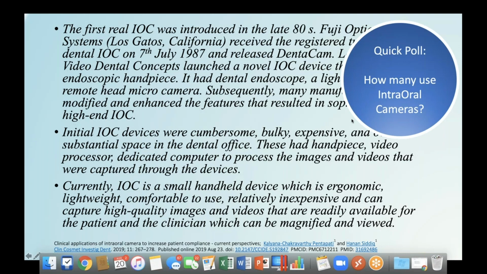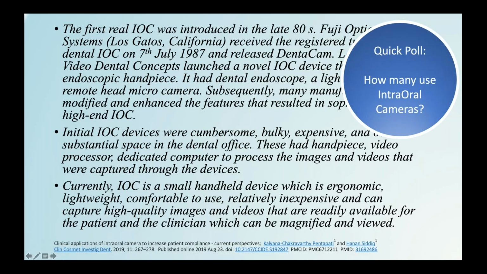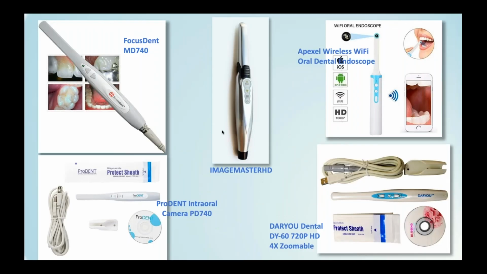Now I'm going to give you some suggestions. There's many cameras out there, but let's talk for just a second about some ways to use that. Here's my little list of the top 5, perhaps. There's, I suppose, 100. Focus Dent is a big seller. Image Master HD is my personal favorite. Apexel Wireless is a good one. DariU is very popular, and ProDent intraoral camera. All of them have really good images. All of them are USB jack in and so forth.